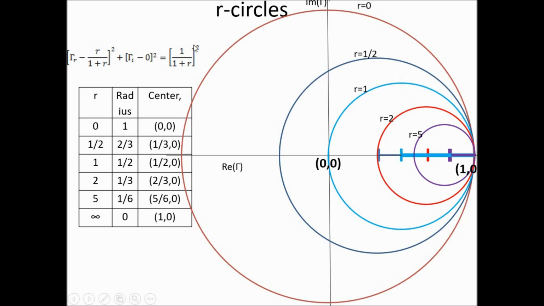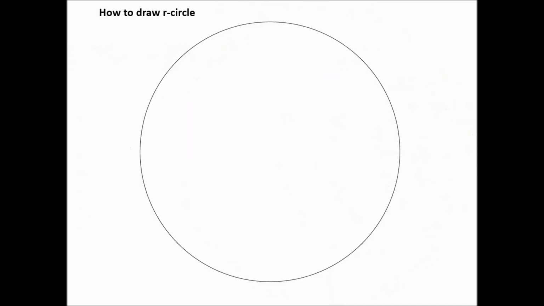So these are the r locus. These circles have constant value for r. All of them have equal values of r. Now, if we want to draw the R circles here, let us see how to draw them.